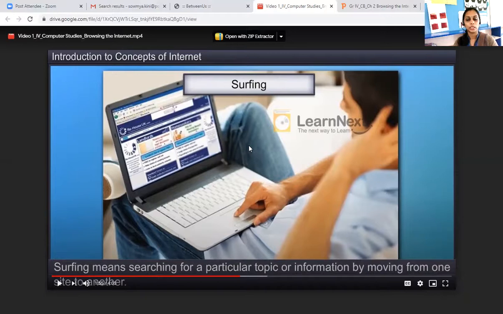Like this, we navigate from one site to another. The process of seeking information from one particular website to another, to keep moving, is called surfing.